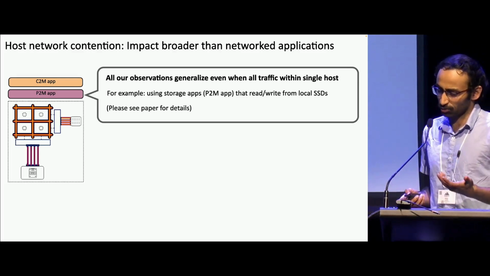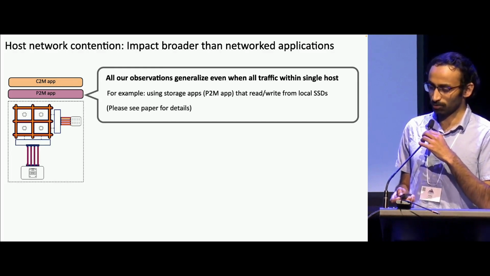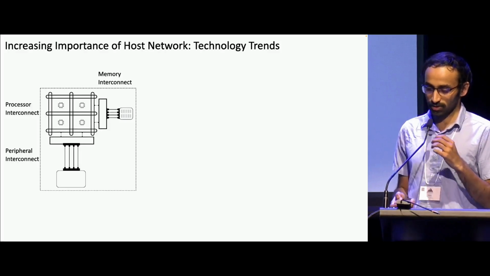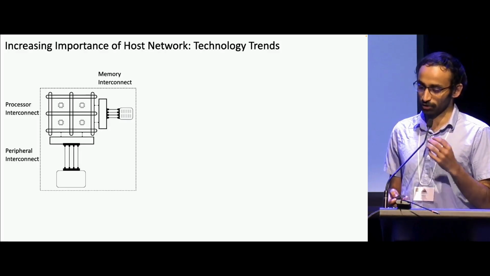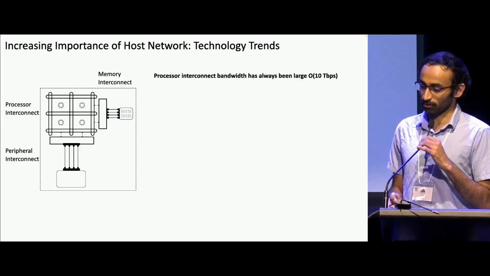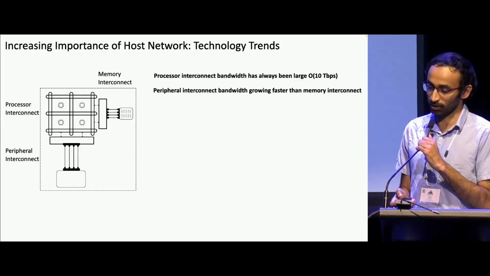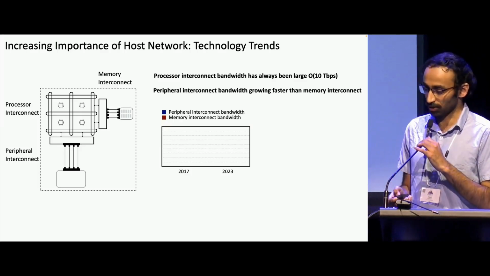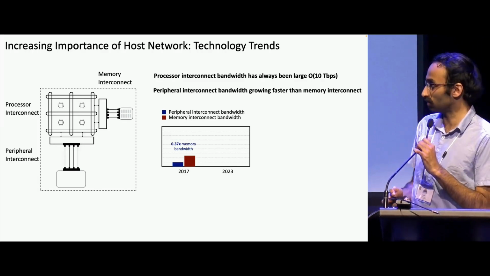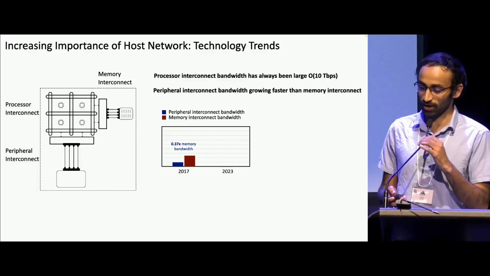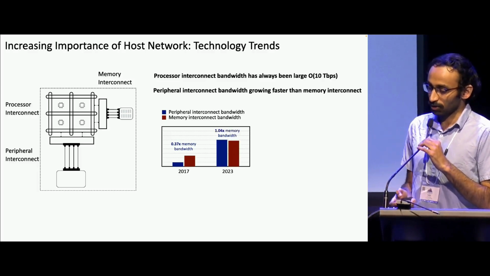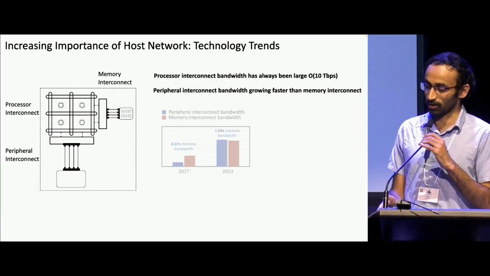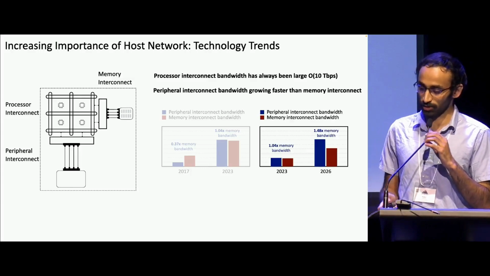So let me quickly tell you about two other reasons why the host network is becoming more important. The first is technology trends. Each of the interconnects within the host network is following different technology trends. Processor interconnect bandwidths have always been high, but peripheral bandwidths are starting to grow faster than memory interconnect bandwidths. For example, if you look at a server in 2017, the peripheral bandwidth was a small fraction of memory interconnect bandwidth. If you look at a server in 2023, it has for the first time actually crossed the memory interconnect bandwidth, and trends for the future show that this is going to get worse, right?